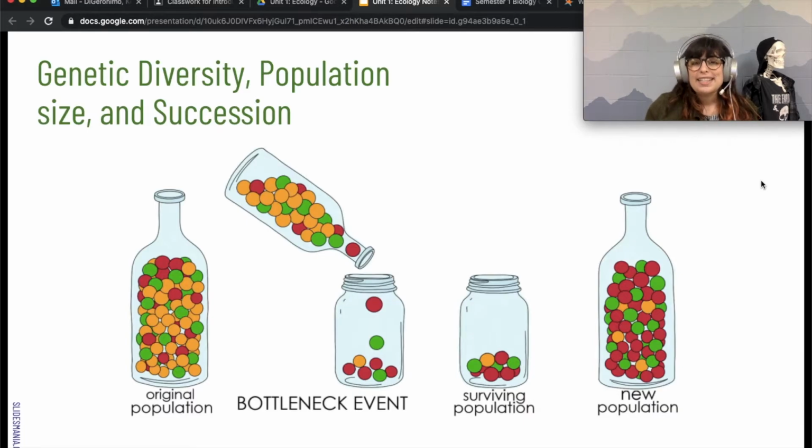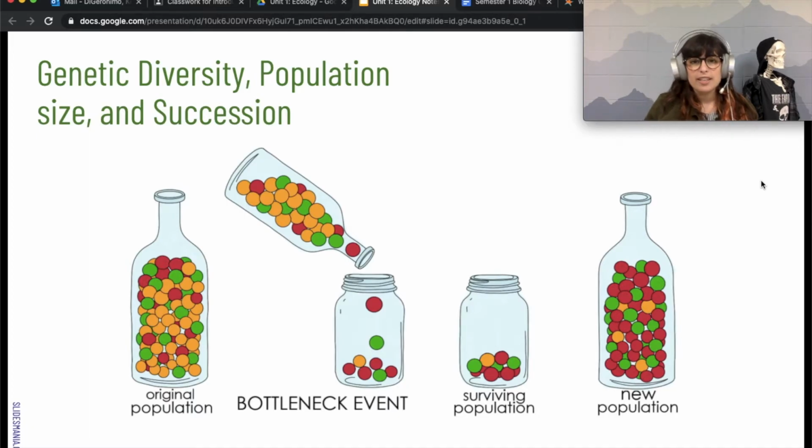What happens is a natural disaster that wipes out members of the species at random and leaves just a few individuals that survive. With the bottles, this is represented by just a few being poured out and kept in the jar of the surviving population. These survivors are chosen at random. They're no better or worse than any other members of the ecosystem. They just happen to survive by luck alone.